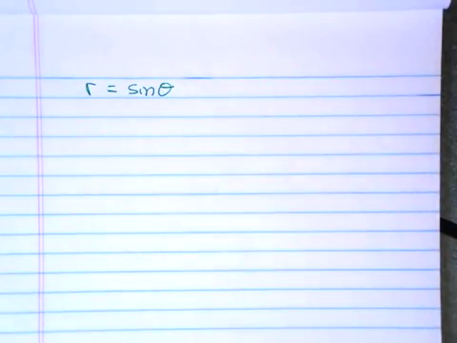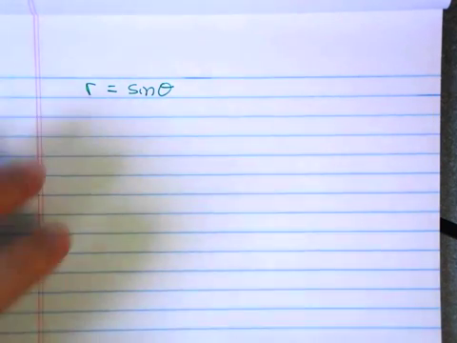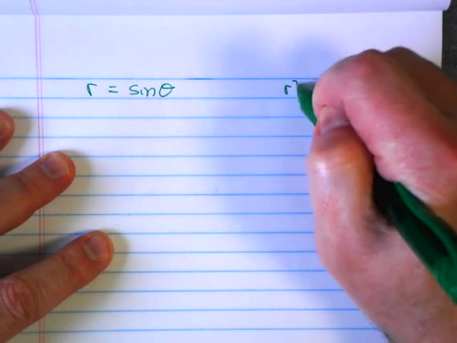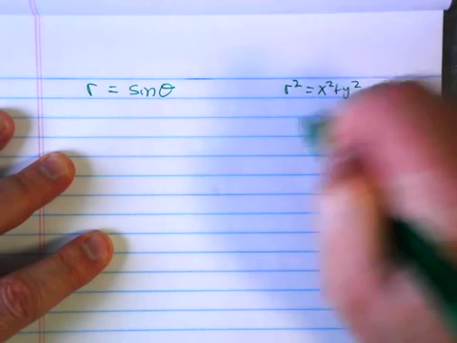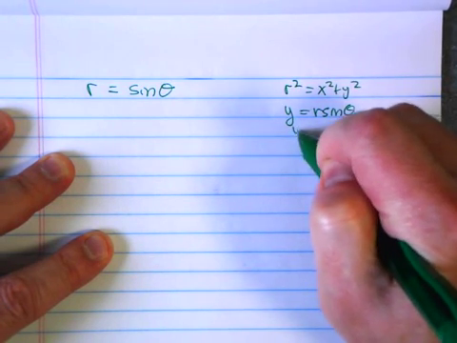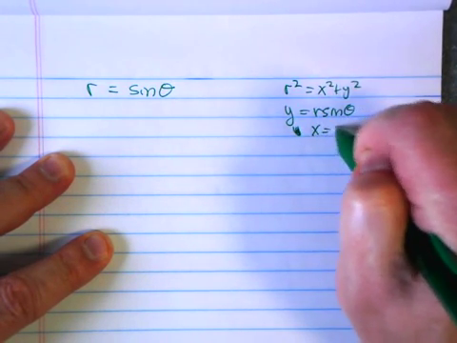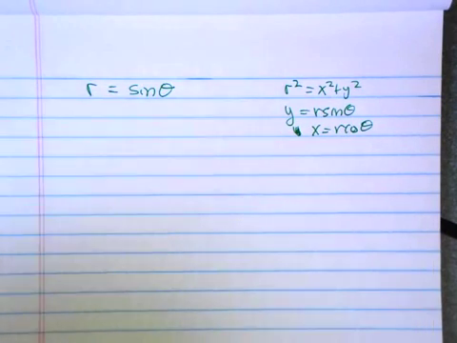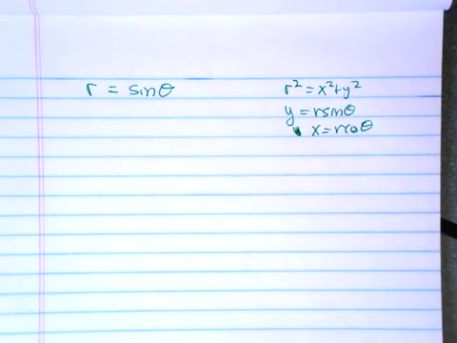R equals sine theta. There's a polar equation. I want it in rectangular form. All right, so let's write down our formulas again. R squared equals x squared plus y squared. Y equals r sine theta. X equals r cosine theta. What do you do? Any good ideas?